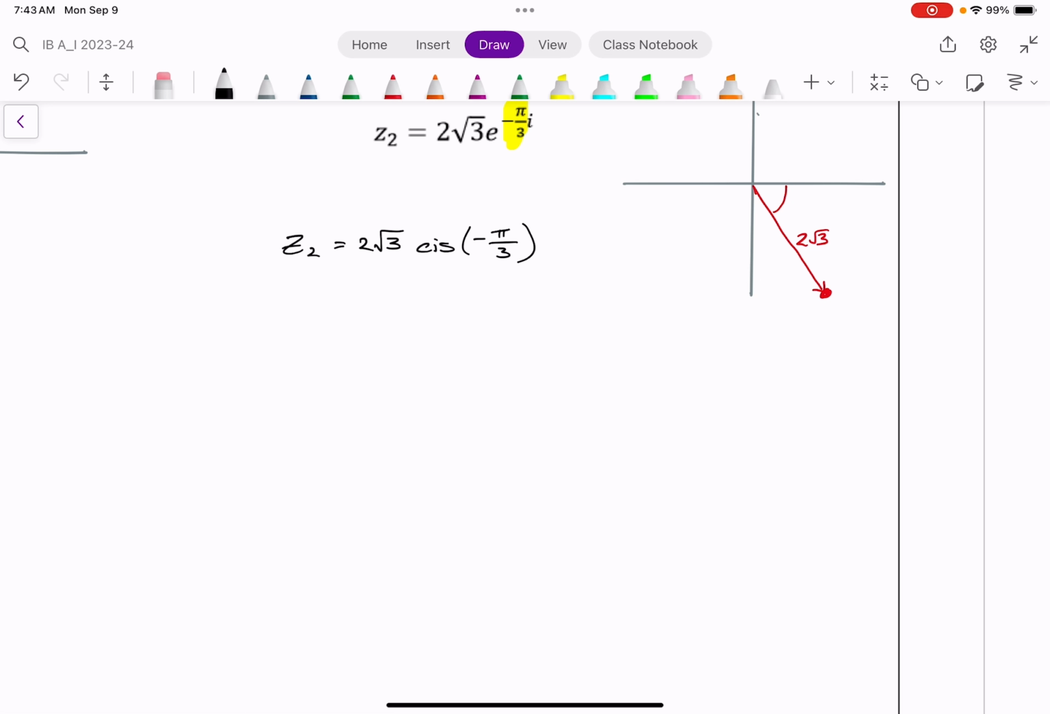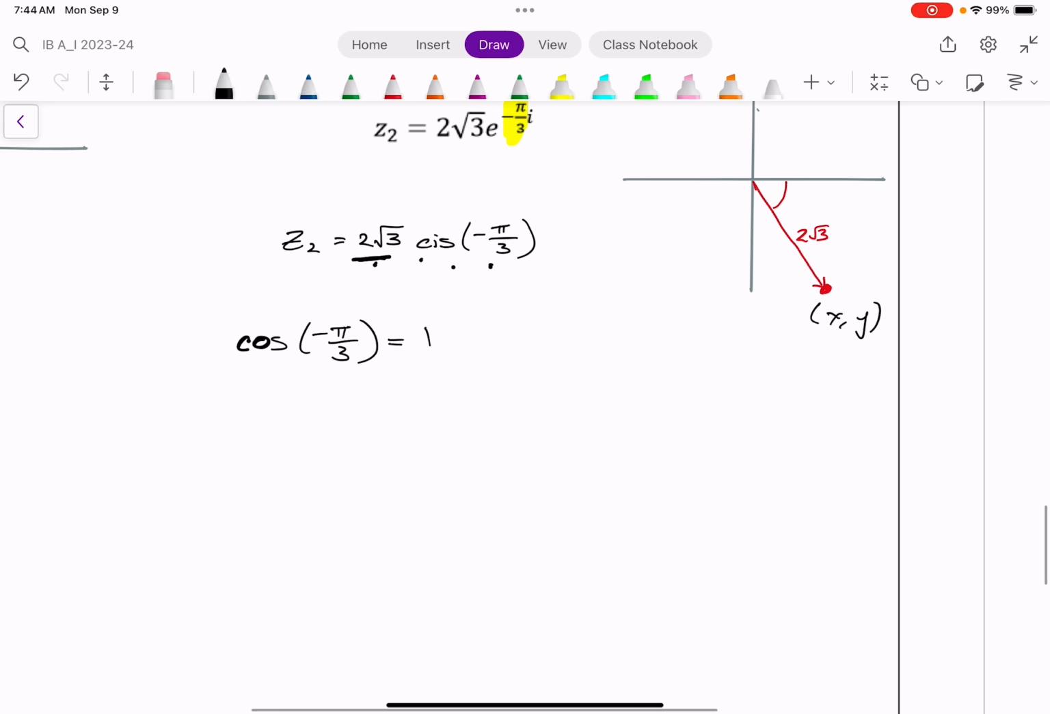To write this in Cartesian form, I need to actually evaluate what the x and y coordinates would be here, which is going to be 2 root 3 times the cosine of minus pi over 3 and 2 root 3 times the sine of minus pi over 3. And so I'll start with just the cosine of minus pi over 3 is exactly a half. It's in the fourth quadrant, and cosine is always positive in the fourth quadrant. The sine of minus pi over 3 is going to be negative root 3 over 2. Again, building on things from trigonometry earlier.